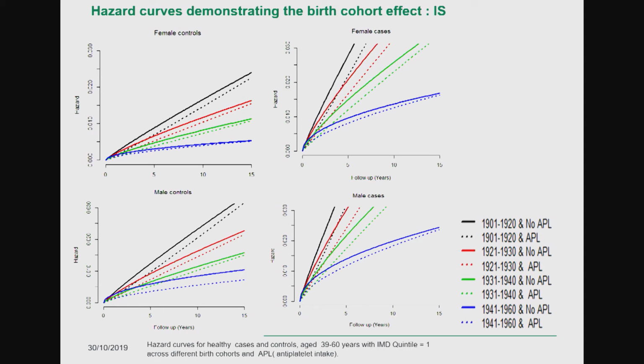Also, you can see the hazard is decreasing with time for later cohorts. And you can also see an effect of gender. The curves for males are a little bit steeper, so a higher hazard, a higher risk for males.